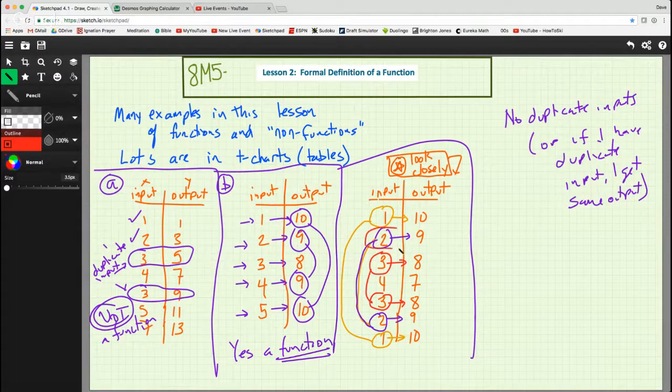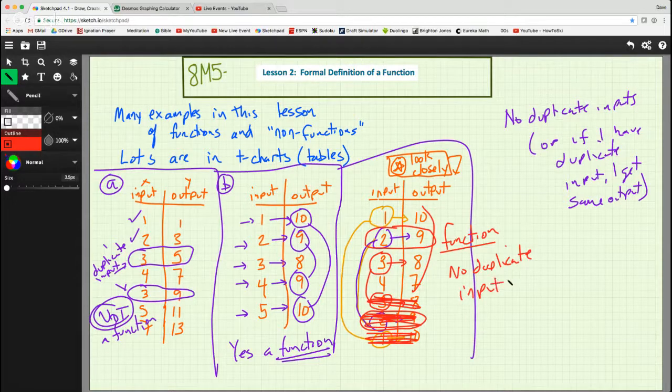When I put a 2 and a 9 here and a 2 and a 9, that means when I put in the 2, I get the 9. So I don't have to duplicate. I can just get rid of this entry. 3 and 8 and 3 and 8. These are duplicate entries, so they are saying the same thing. So I can just cross off the duplicate entries. And so now what I have is a function, because I have no duplicate inputs with different outputs.